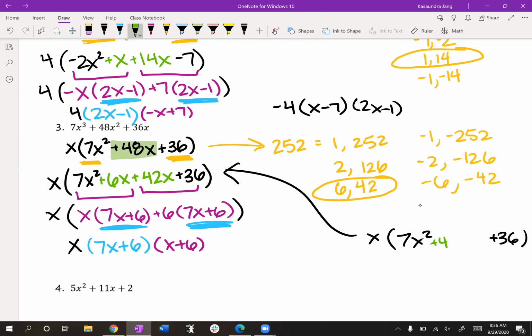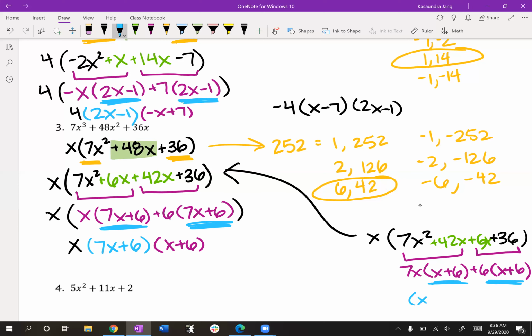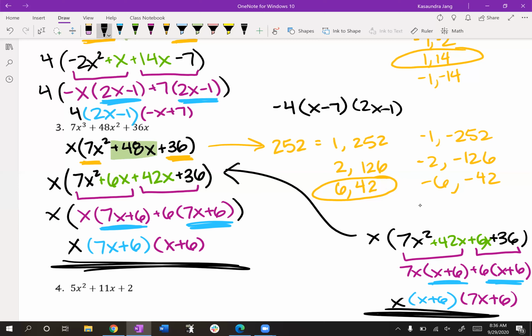Okay, so let's pick it up from there. If I do the GCF out of this group, I factor out a, what, 7x? The GCF out of this one would be a 6. So I factor out a 6, I'm left with x plus 6. Which means they have in common an x plus 6, and the leftovers are the 7x plus 6. And I still have the GCF of x. So actually, I got the same thing, just written in a different order. So that would be just fine.